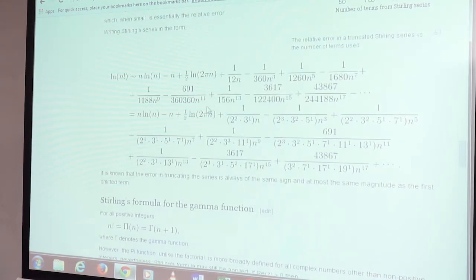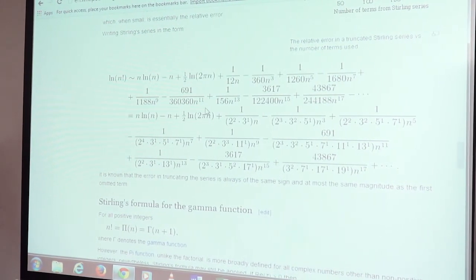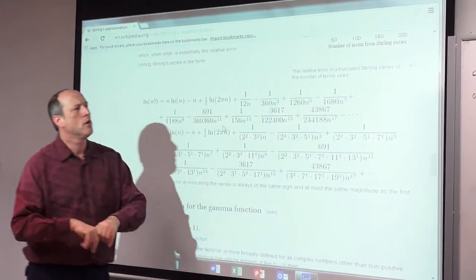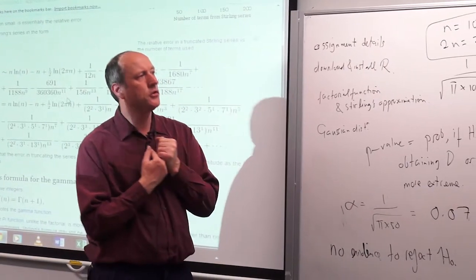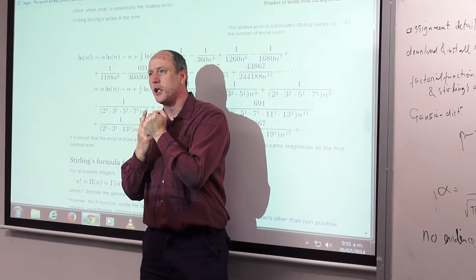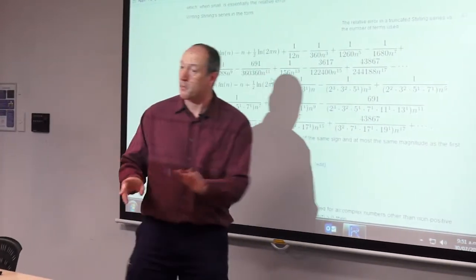Right, Stirling's approximation. I'm going to stop there and we'll have a break for about 15 minutes. I need to do one or two things. After the break, I'm going to go back to the Gaussian distribution, and I'm also going to talk about the assignment, which is not due on the 8th. I'll talk about that after the break. Okay, stop there for 15 minutes.